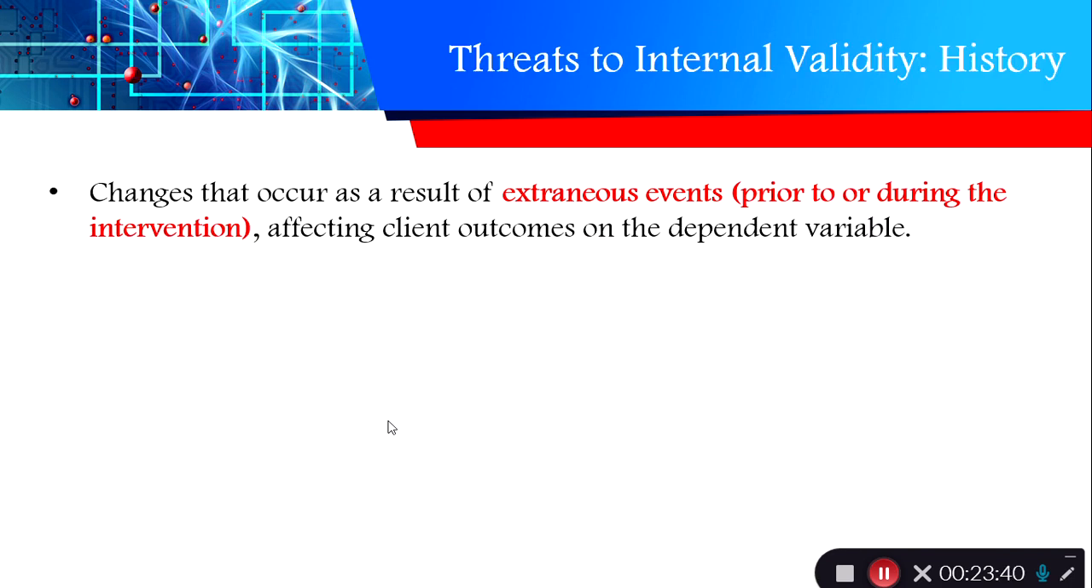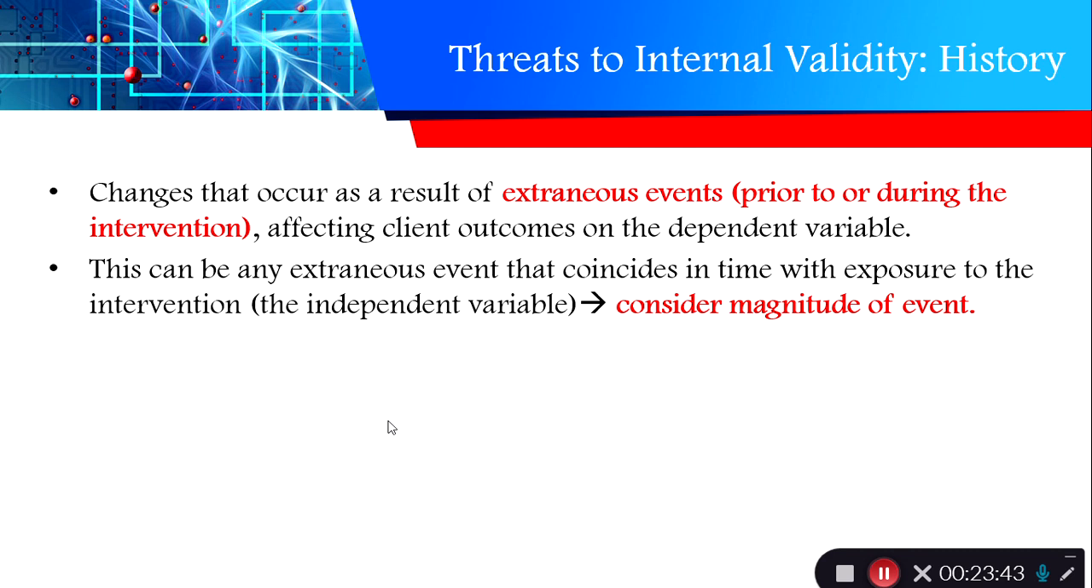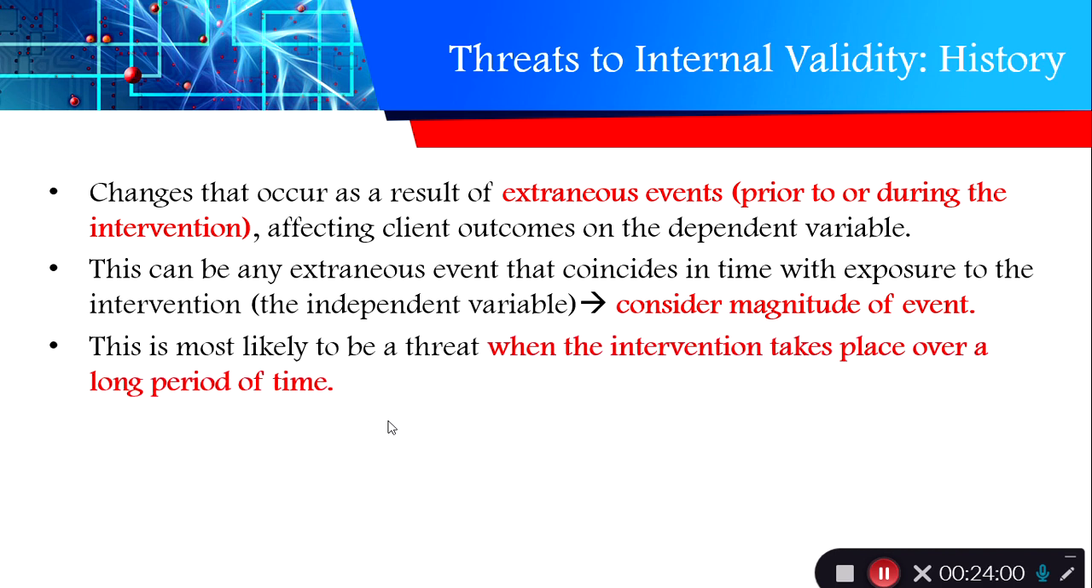So the first threat is history. History is changes that occur as a result of extraneous events affecting client outcomes on the dependent variable. This can be any extraneous event that coincides in time with exposure to the intervention. Okay, so these are any major events that could take place over the course of time that our intervention is taking place. This is most likely to be a threat when the intervention takes place over a long period of time. So if our intervention happens to be more longitudinal in nature, then that's when we have to be more concerned about this threat of history.